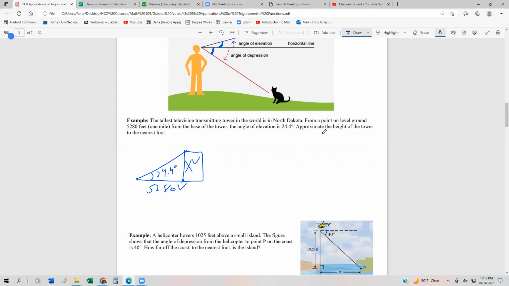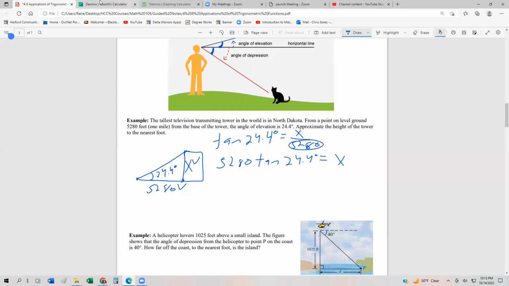Now, we know an adjacent side, we're looking for the opposite. And we know that the tangent represents the relationship of opposite to adjacent. So we can set up a relationship. The tangent of the angle, 24.4 degrees, is equal to the opposite, which we called x, divided by the adjacent, which we said was 5280. Then I'm going to multiply both sides by 5280. So 5280 tan of 24.4 degrees equals x.